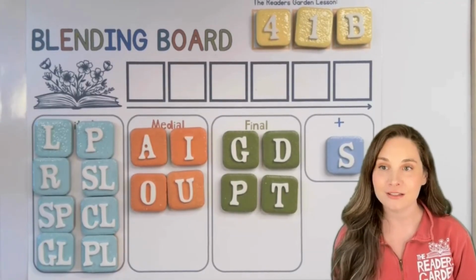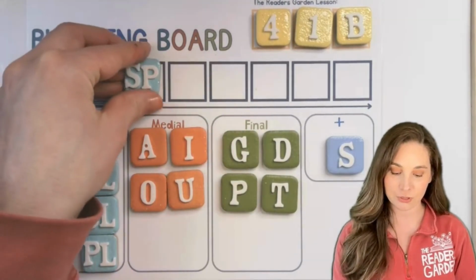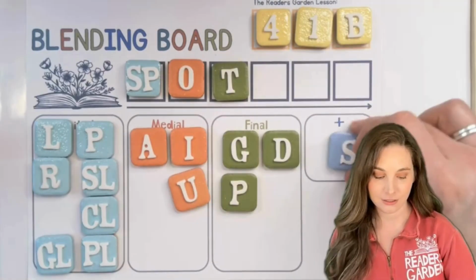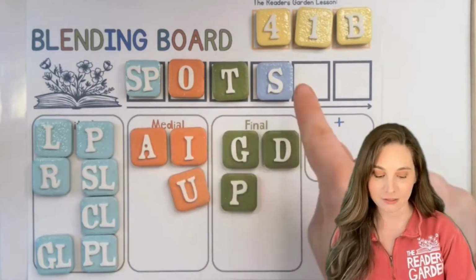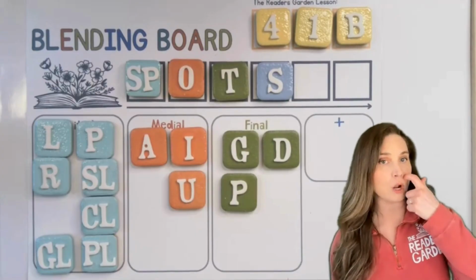So here we go. Let's start out making the word spots. Sp, A, T, S. Spots. There are spots all over my clothes. I need to wash them.